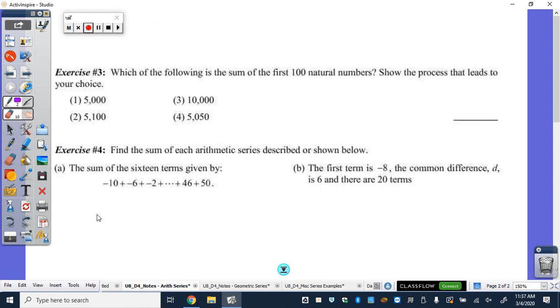Let's look at some examples. Which of the following is the sum of the first 100 natural numbers? Show the process that leads to your choice. So up top here, I'm just going to write my formula quickly so I don't have to keep flipping back and forth from the front.